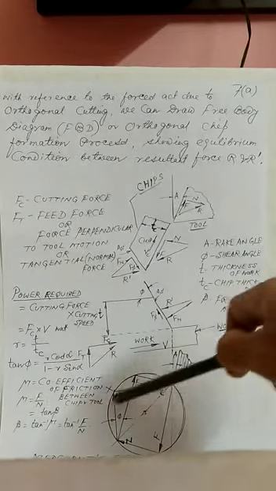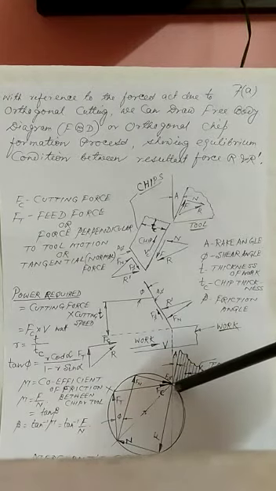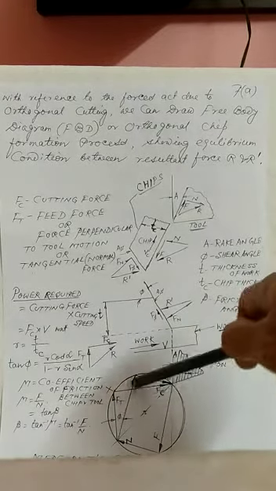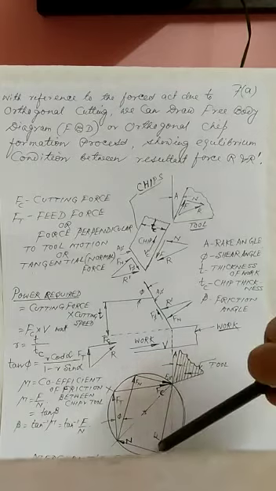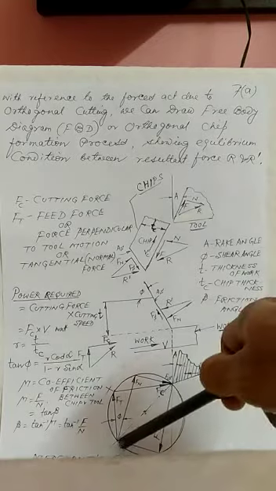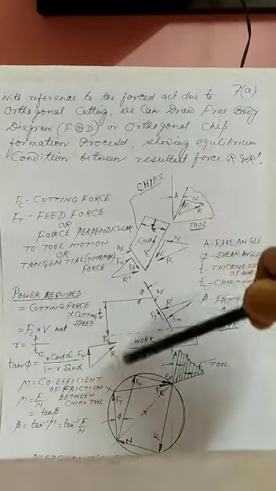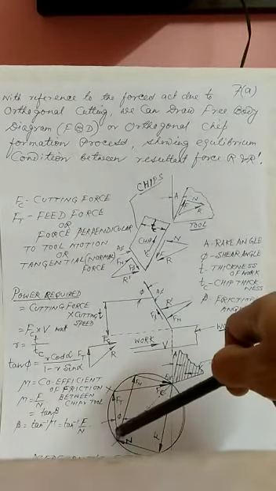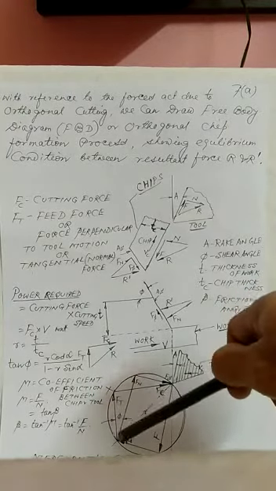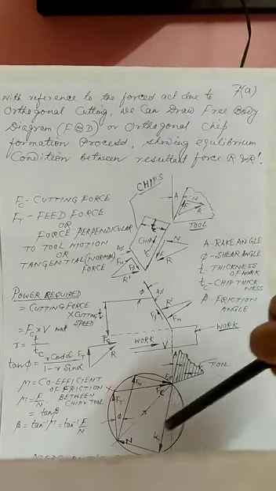So we can draw a Merchant circle diagram here. This tool and this work. So there is a force Fs, this shear force, and the perpendicular Fn, and that is a resultant R. And here this friction force F, and this is the normal to the friction force, N force, so it is making this resultant R. So these are all in equilibrium here, but ultimately the cutting force FC is coming in this direction, and FT is coming in this direction, and the resultant R is shown here through a Merchant circle diagram.